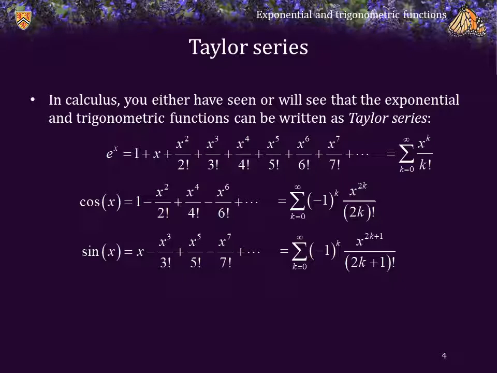Notice that cosine is an even function. That is, cosine of negative x is equal to cos of x, and cosine of x, the Taylor series, only contains even polynomial terms. However, sine of x is an odd function, sine of negative x is negative sine of x, and sine of x's Taylor series only contains odd powers of x.